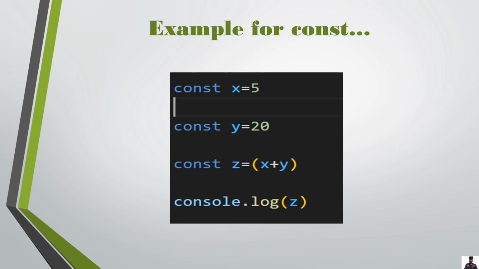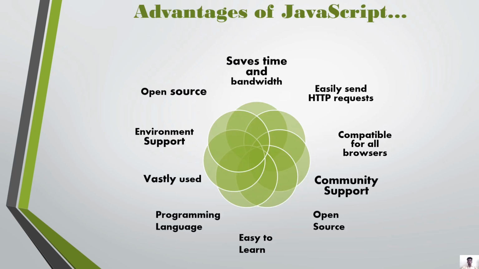Const is another type of variable which is used to store a value permanently. Once we assign the value, we can't change the value throughout the program.